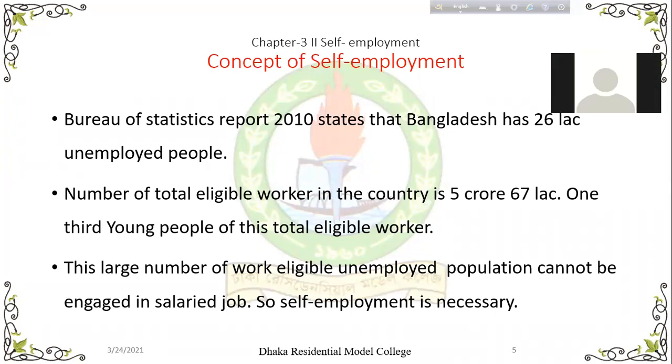What do you think? It is totally impossible for our country. What we have to do? The large number of work eligible unemployed population cannot be engaged in salaried job. So what you have to do? You have to be self-employed. তোমাকে আত্মনির্ভরশীল হতে হবে। So self-employment is necessary in our country.